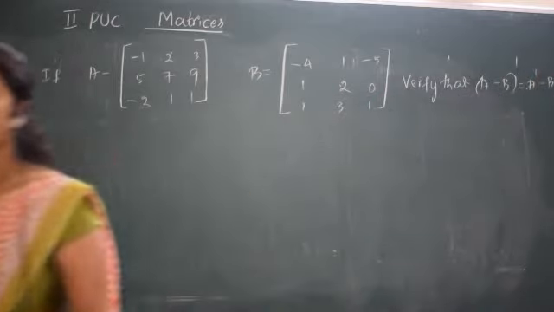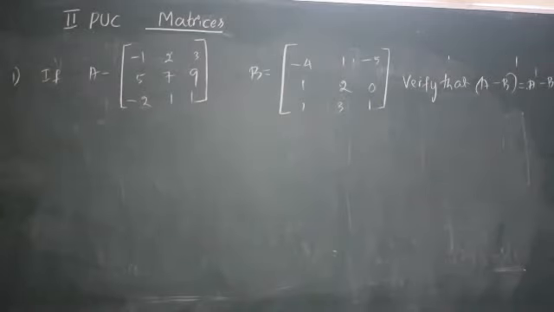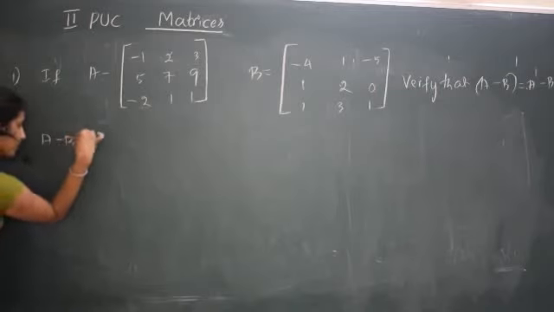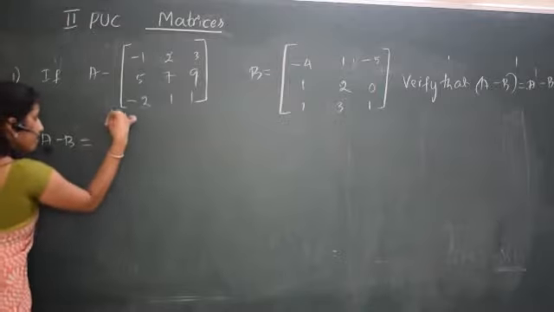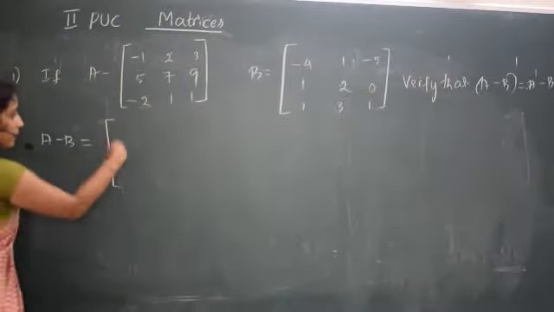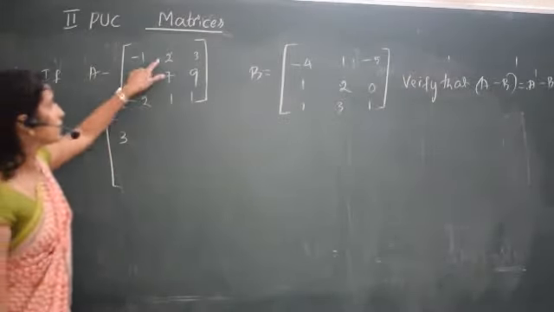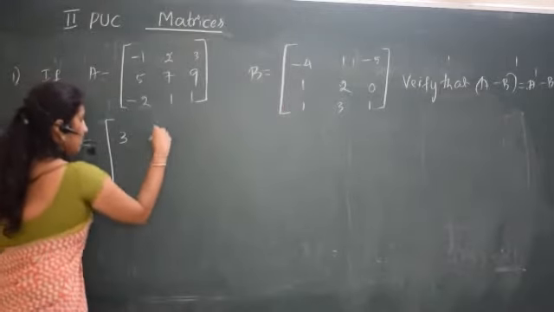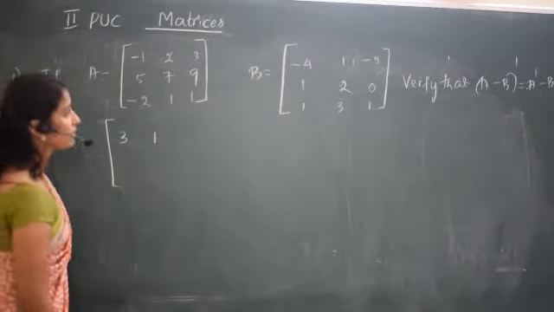It is to verify A minus B whole transpose is equal to A transpose minus B transpose. First we have to calculate A minus B, which is subtraction. So -1 plus... minus of -4 is plus 4, so it will be 3. The next element is 2 minus 1, which is 1. Next is 3 plus 5, which is 8.